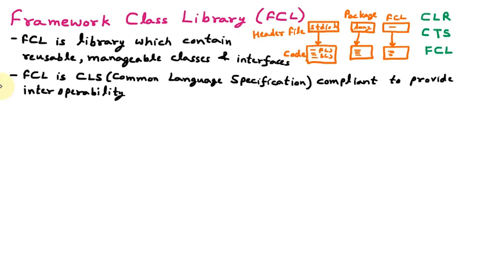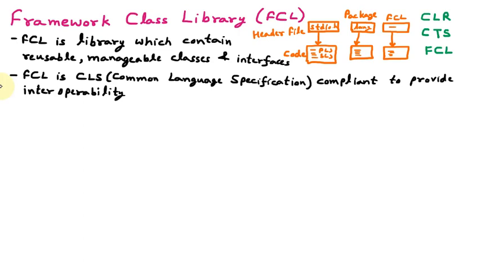Now CLS is the part which is taking care. Common Language Specification means all the languages have the same specification. That's why the code of one can be converted to the other, and FCL works with the CLS. So FCL is CLS compliant. That means whatever classes and libraries are available, they all follow the rules of CLS so that one language can be converted to the other.